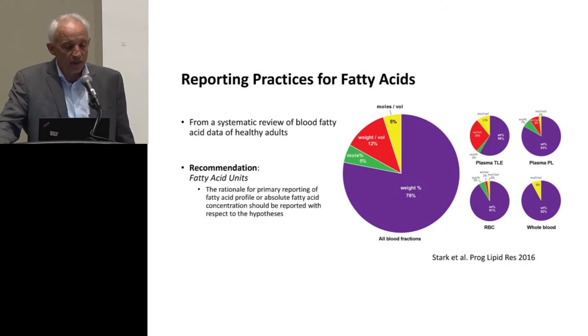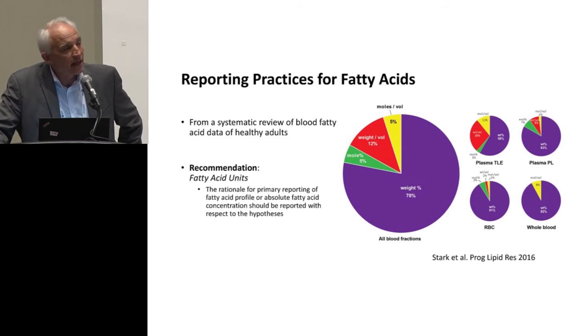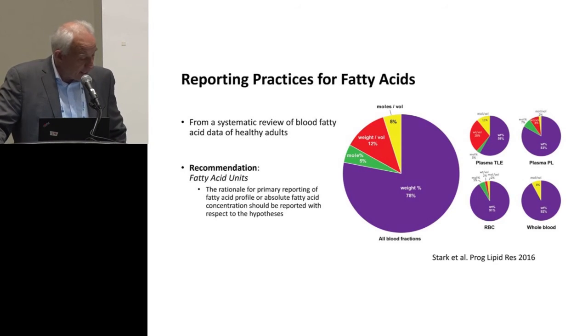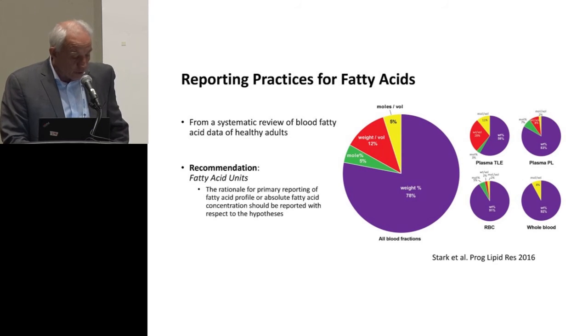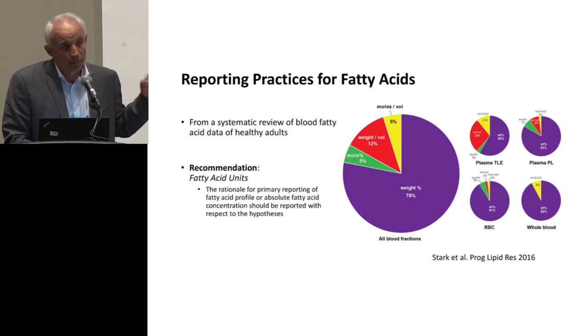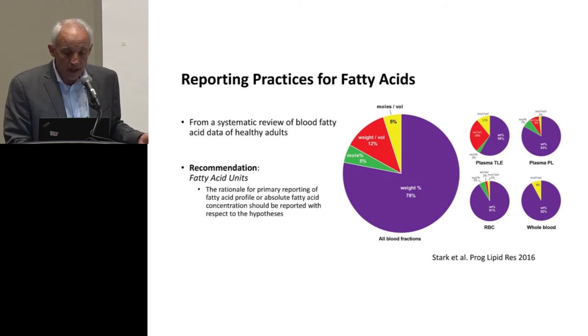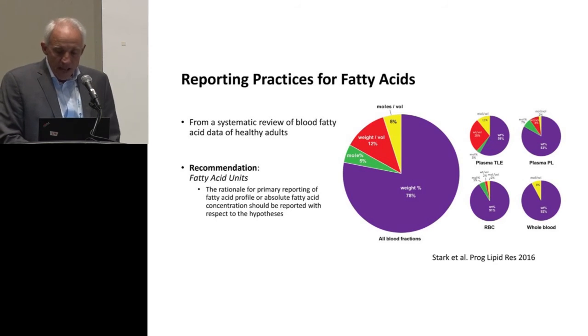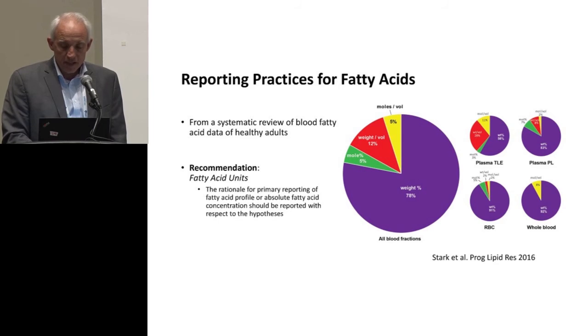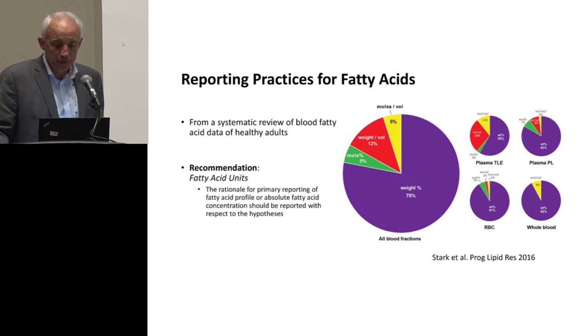So in a systematic review of taking a look at exactly this in fatty acid data from healthy adults, this is a review that was done by Ken Stark, published in 2016. You can see over here, what it shows is that of all blood fractions, 78% of the reports that he was able to take a look at presented the data as weight percent, 12% as weight per volume, and then 5% as moles per volume and 5% as moles. So fairly variable. And then you can see the split when you take a look at the different pools that were looked at as well.